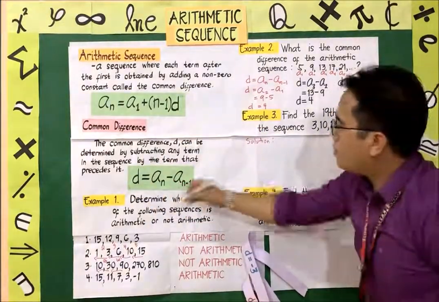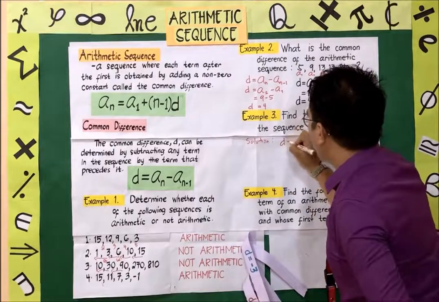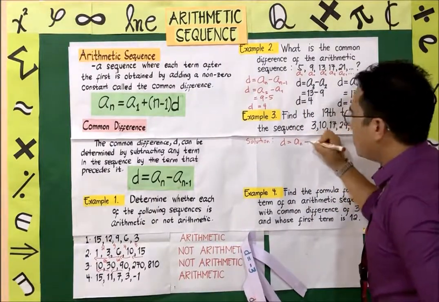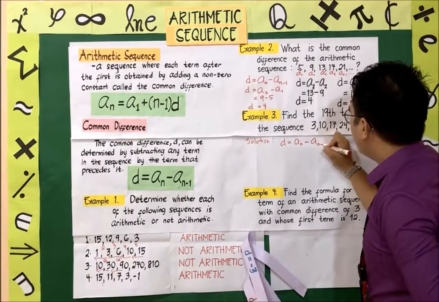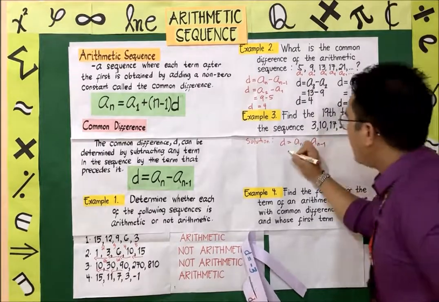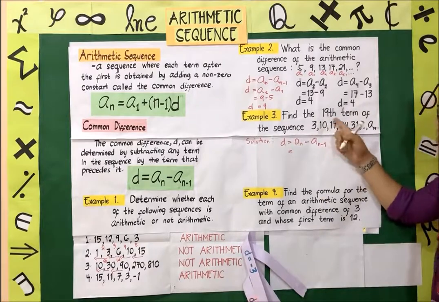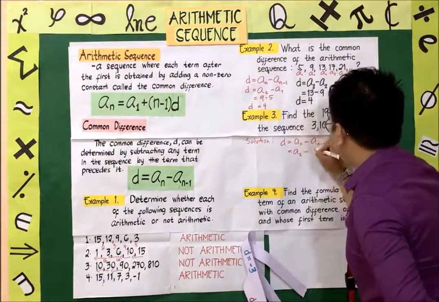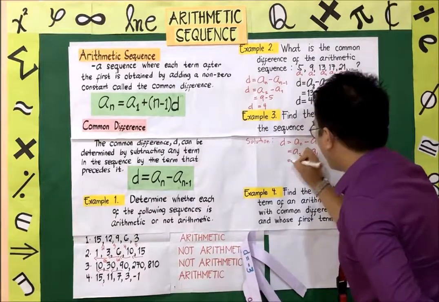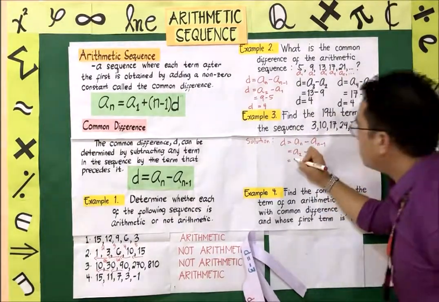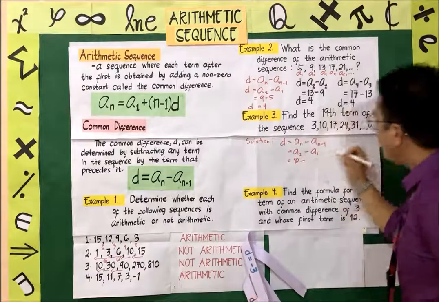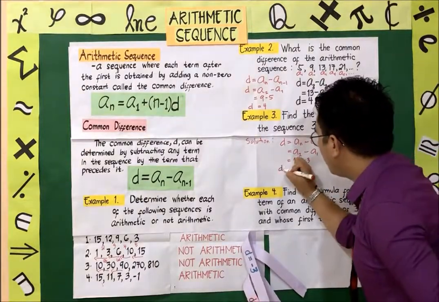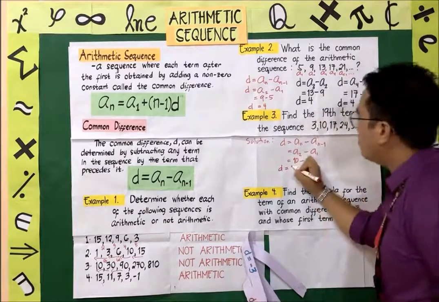Okay, so we have the formula for the common difference. D is equal to A sub n minus A sub n minus 1. So we have, gamitin natin yung 10 sa second term minus the first term. So A sub 2 is equal to 10, the second term, minus our A sub 1, which is the first term. D is equal to what? It is equal to 7.